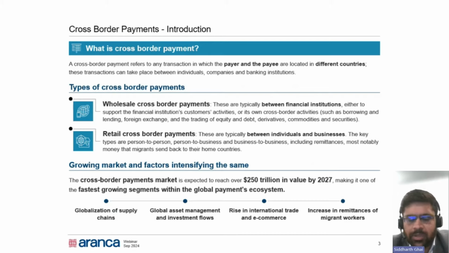cross-border payments. And retail cross-border payments are payments that usually happen between person to person, between person to businesses, businesses to businesses, and also the remittances that are made by migrants that are working overseas. So all these transactions are categorized as retail cross-border payments. There is a lot of intensifying activity that has led to an attraction on cross-border payments, and the cross-border payments market is expected to reach $250 trillion in value by 2027.